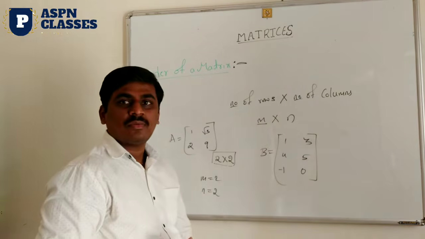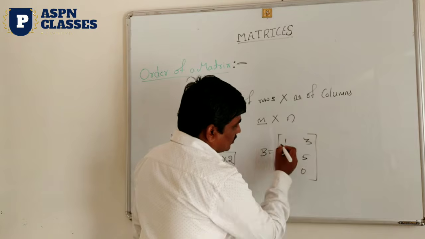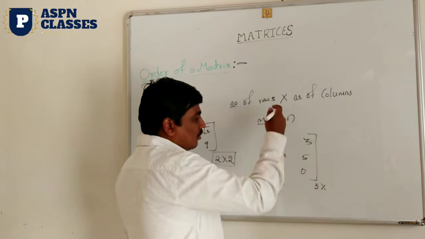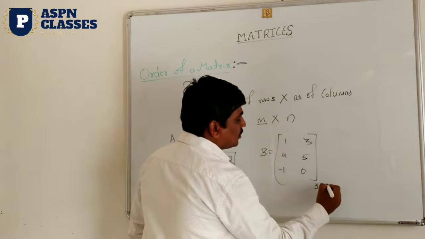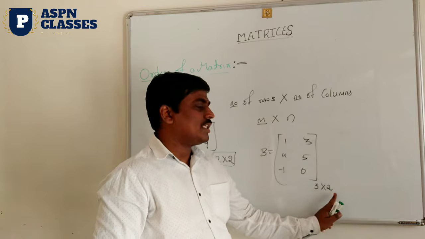Okay, here also is one of the matrices. And here also, how many rows are there? You have to observe: first row, second row, third row. So 3 rows, and 3 into how many columns are there? Vertically 2, so it means 2 columns. This matrix is having 3 rows and 2 columns.